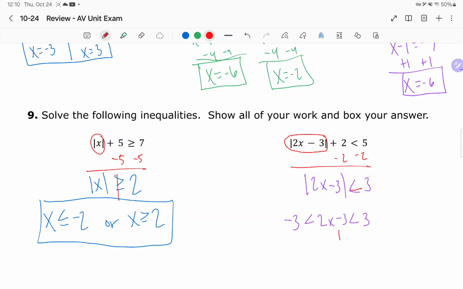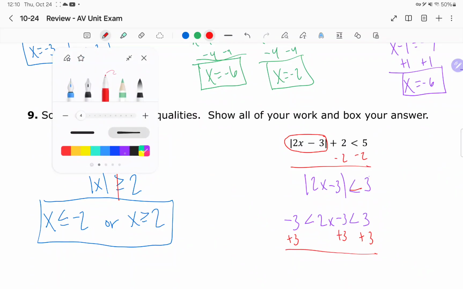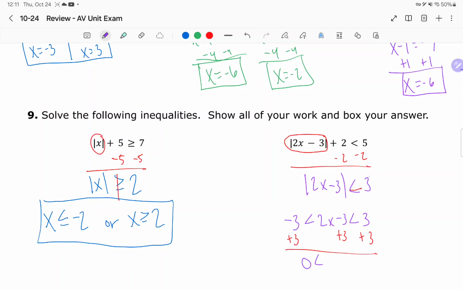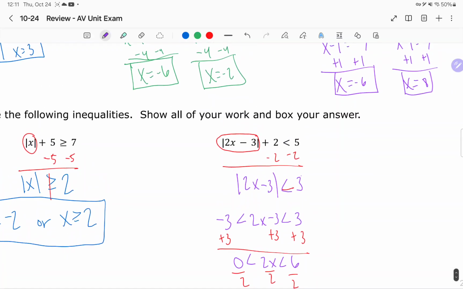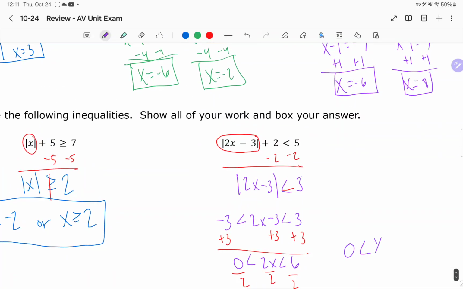So to isolate the inside, we're going to start by adding 3 to the left, right, and middle. So we get 0 is less than 2x, which is less than 6. Then we're going to divide everything by 2, because we're trying to isolate the x in the middle. So then your answer becomes 0 divided by 2 is 0, less than x, less than 3. And that concludes the review.